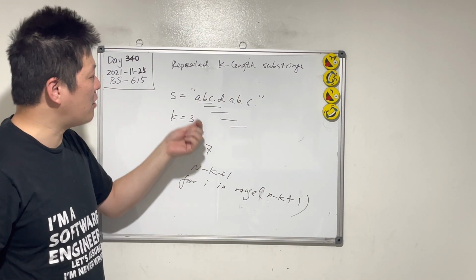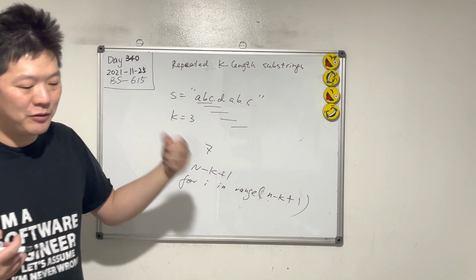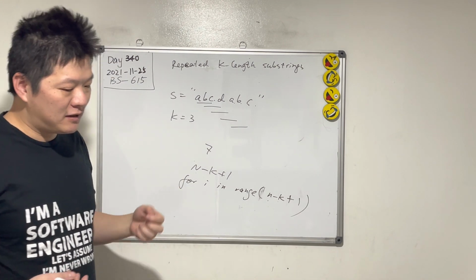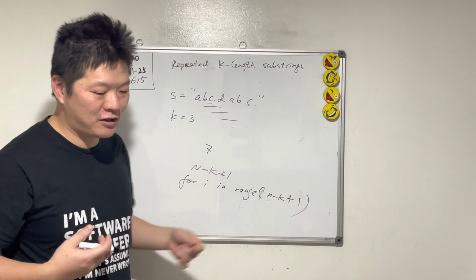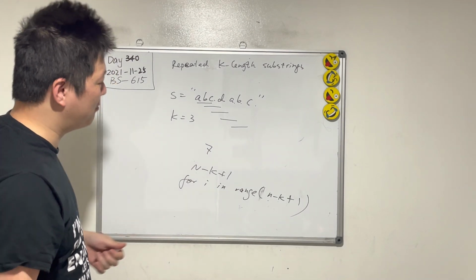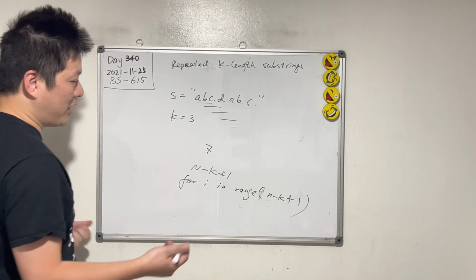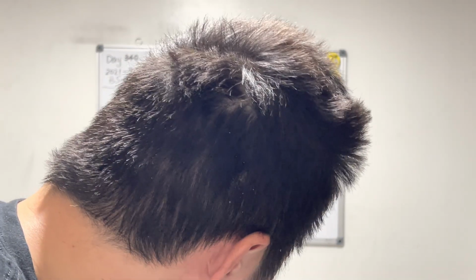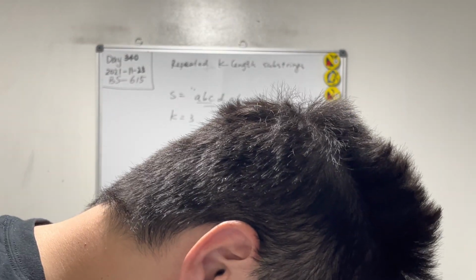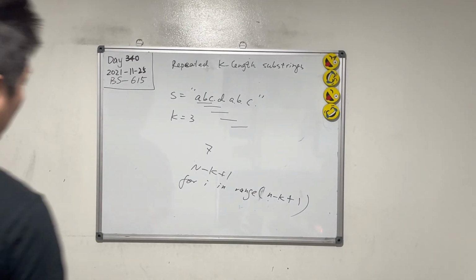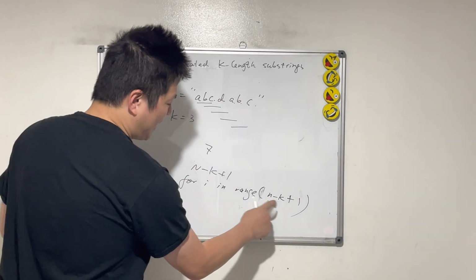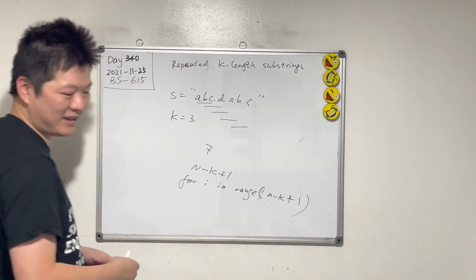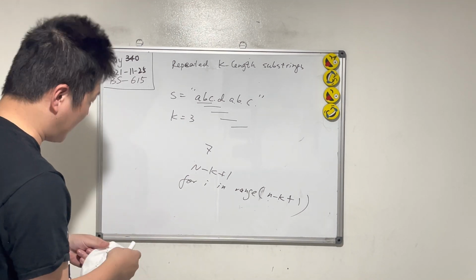And we want to find out how to check if it's repeated. How can we do it? Use a hash set. Yeah, we use the hash set, that will be easier. What's the time complexity if you're using this? It's n minus k, because we iterate that many times.